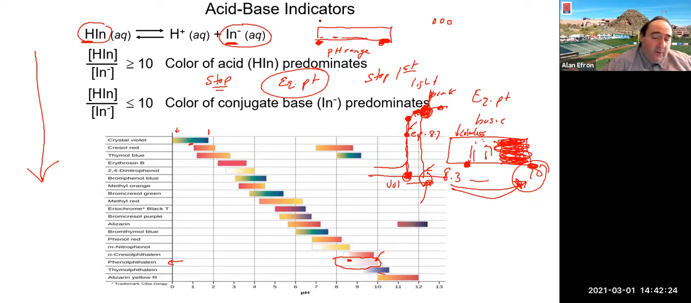Again, though, if you really were not very cautious while doing it and you just open it up and let it flow, you probably jump pretty far past your equivalence point. Any questions on that there?